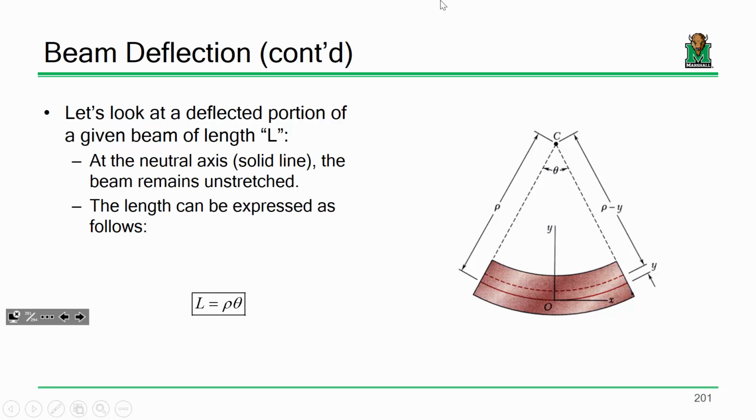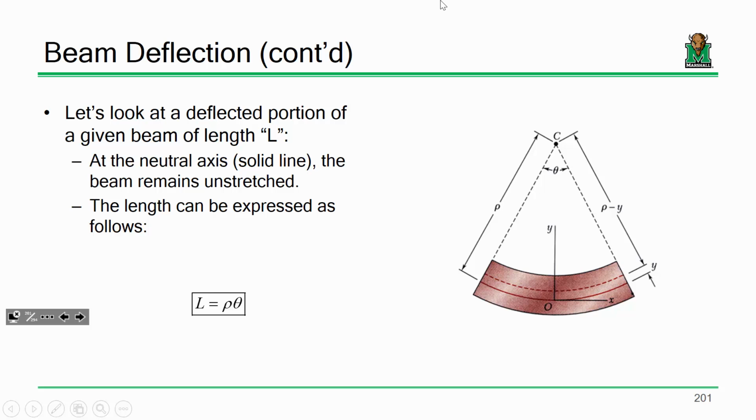Make sense? All right. So let's do a little bit of geometry. I propose that in its deflected shape, we can express that length, that L, as this angle of rotation times rho, the radius of curvature.